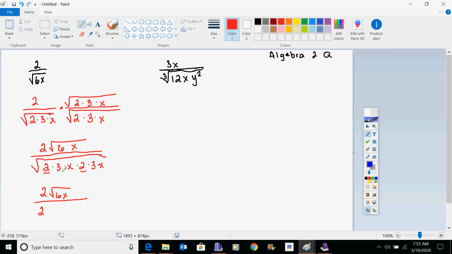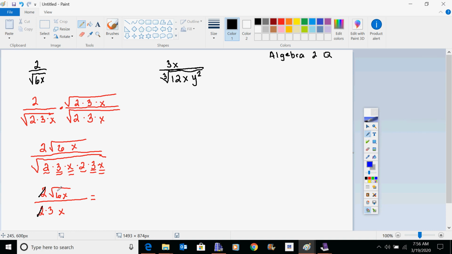I have a pair of 3's, so a 3 can come out. And I have a pair of x's, so an x can come out. So what we have here is a 2 in the numerator and in the denominator, so I can cancel them out, as long as it's not under the radical.